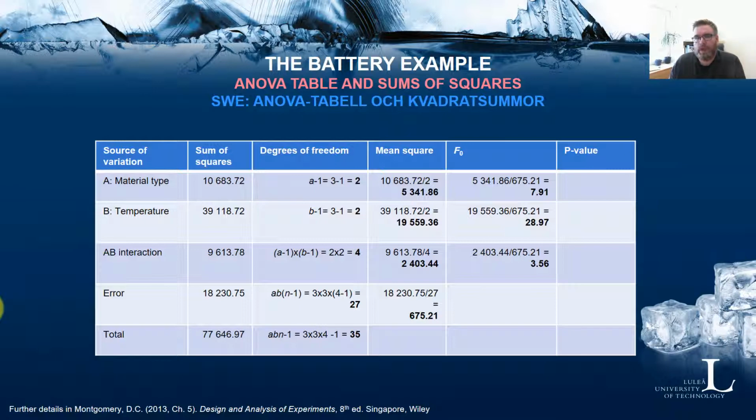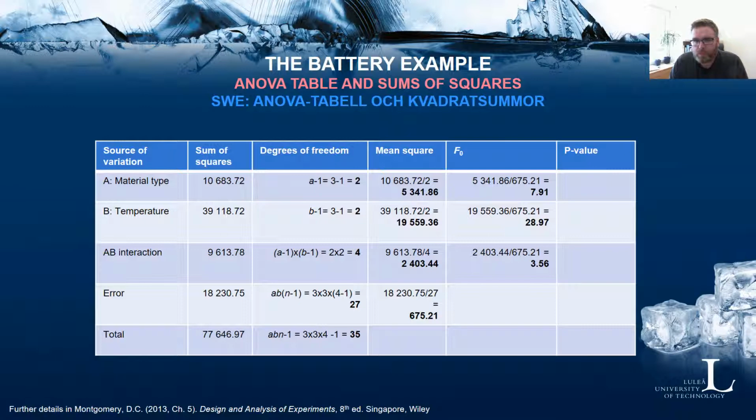Next step is to calculate the mean square, which is a variance measure. To do that we take the sum of squares and divide it by the degrees of freedom associated with it. So in this case 10,683.72 divided by 2 is equal to 5,341.86. So that's the mean square for material type. And we do the same for temperature, the A-B interaction, and the error component.